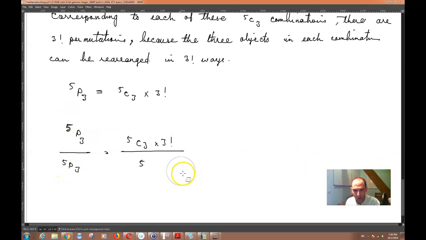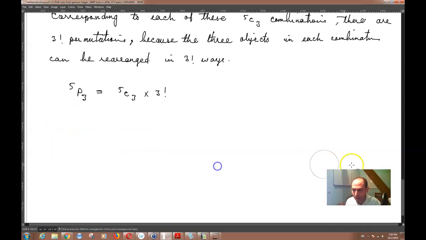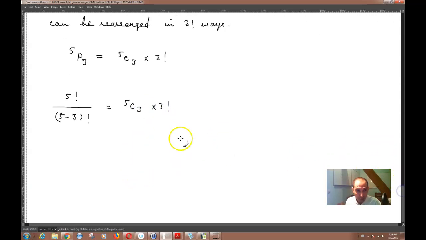Of course, I don't have to really do that right now, because I know the value of 5 permutation 3. 5 permutation 3 is 5 factorial divided by (5 minus 3) factorial. And that is equal to 5 combination 3 times 3 factorial. So that means that basically 5 combination 3 is the same thing as this divided by this, right?